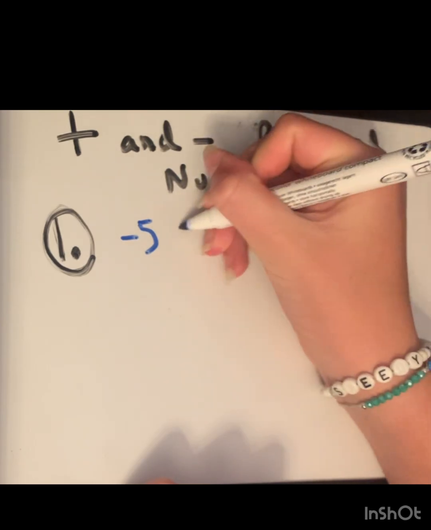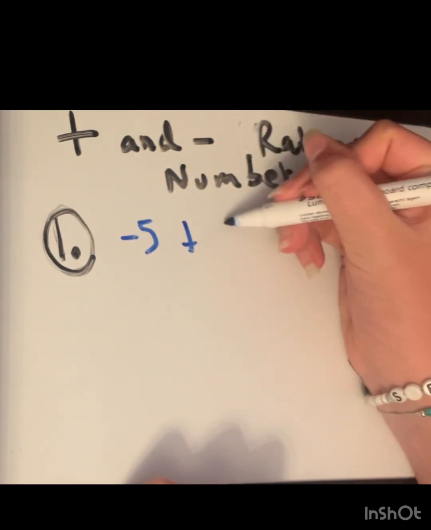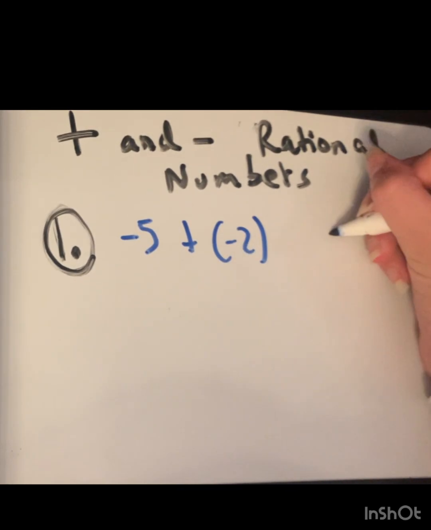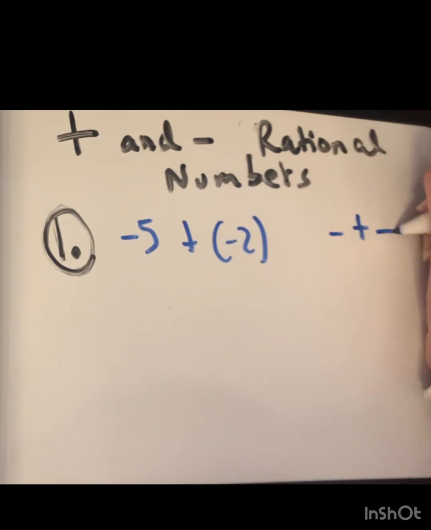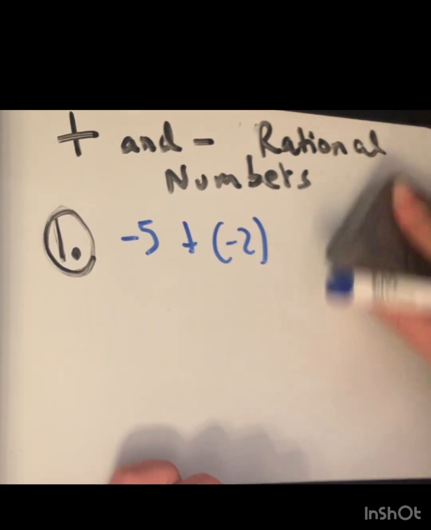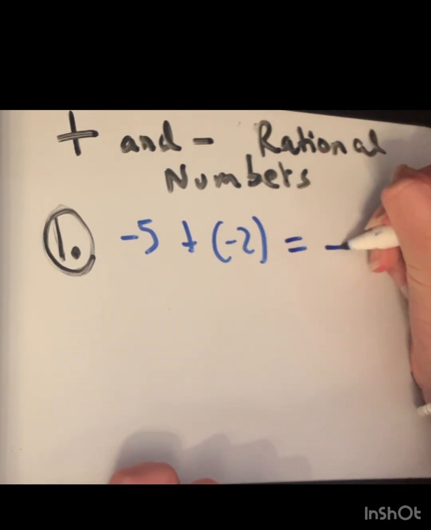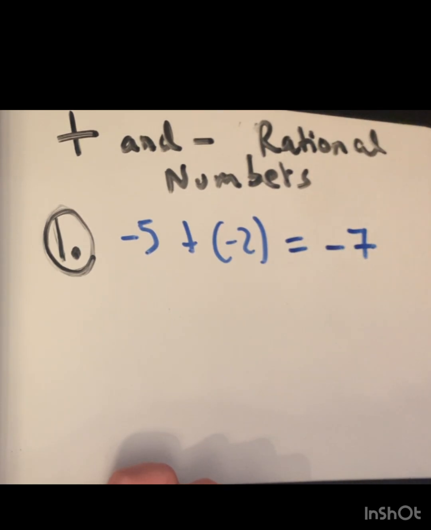-5 plus -2. So, when you are adding negative plus negative numbers, it'll always equal negative. So, -5 plus -2 equals -7. You're just going to add the numbers and keep the negative.